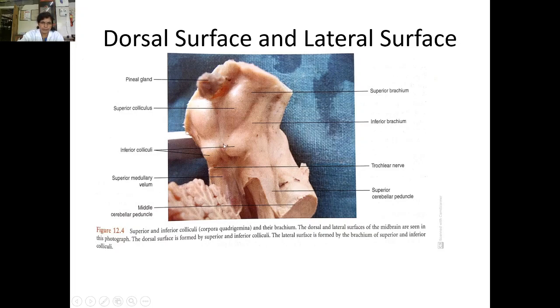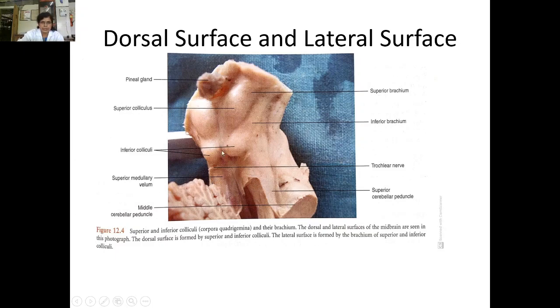Then the lower end of this vertical limb is continuous with the frenulum veli, and the frenulum veli is a ridge on the superior medullary velum. The superior medullary velum is a thin transparent lamina of white matter which stretches between the two superior cerebellar peduncles, and it forms the roof of the upper part of the fourth ventricle.